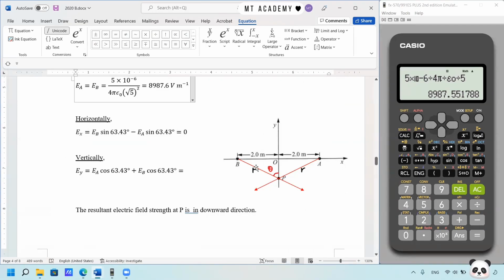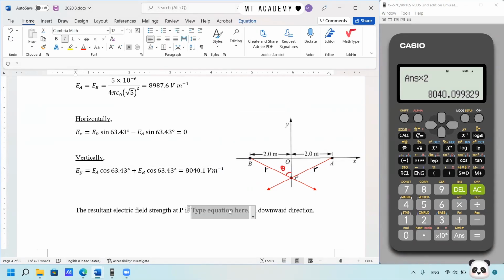And then in the vertical components, both of the electric fields are in downward directions. So we just set downward as a positive value and we obtain the magnitude of the electric field strength in the vertical component, equal to the electric field multiplied by cos 63.43. And they are equal, so multiply by 2. So what you have is 8,040.1 volt per meter. So the resulting electric field strength at P is 8,040.1 volt per meter in the downward direction.